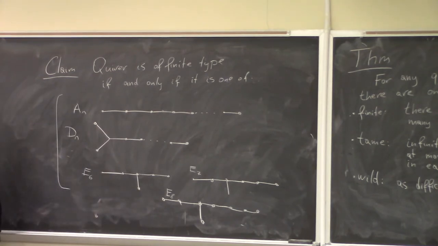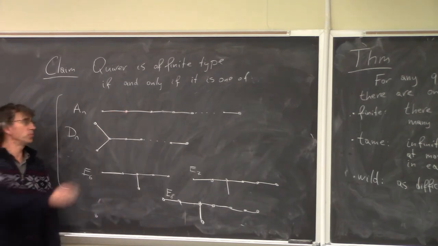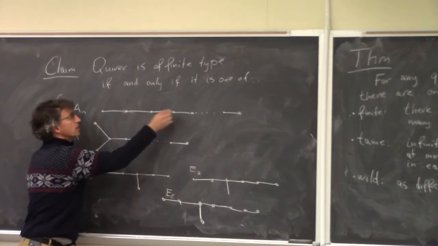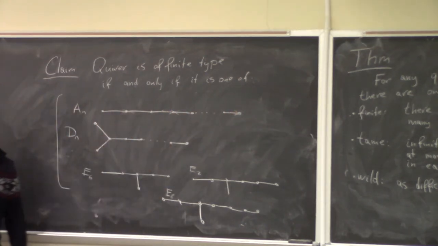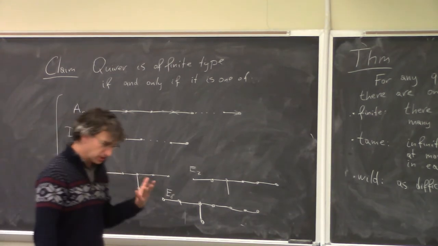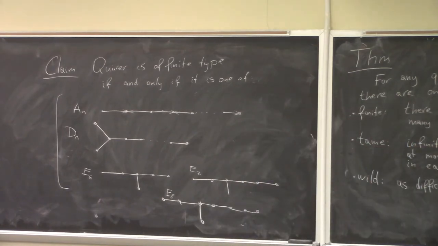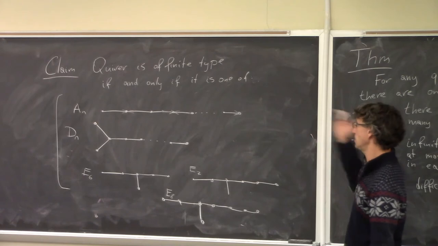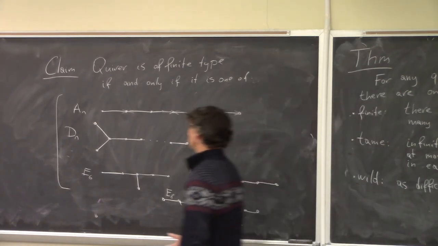Another interesting feature here is that this actually doesn't depend on which direction you put on the arrows. I could put directed arrows like this, or I can arrange them in the same way, and then the classification would change. I would have different blocks, but the question whether it is a finite type or not, whether there are only finitely many possibilities or not, doesn't. And that's not clear at all.